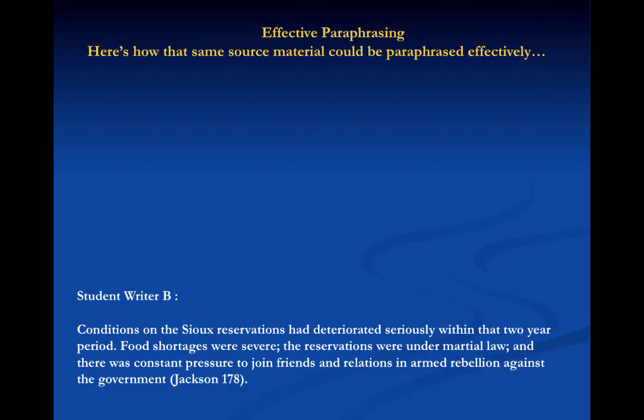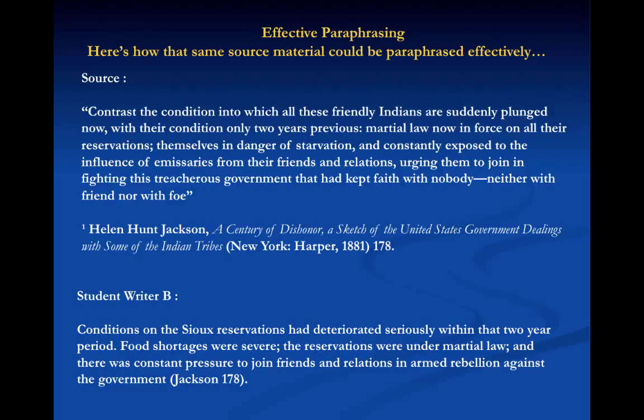Here is the student text. Conditions on the Sioux reservations had deteriorated seriously within that 2-year period. Food shortages were severe, the reservations were under martial law, and there was constant pressure to join friends and relations in armed rebellion against the government. You can hear how the student writer has taken the ideas from the original without copying key words and sentence structure, and he or she has included a citation to give credit to the original source.